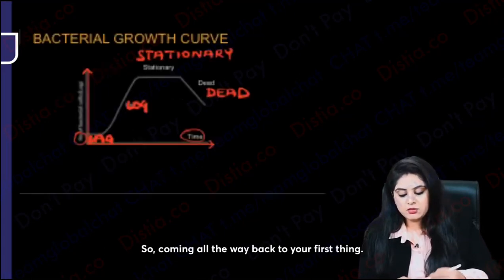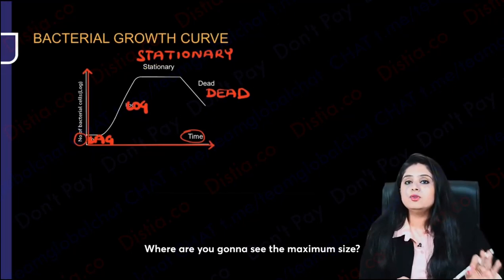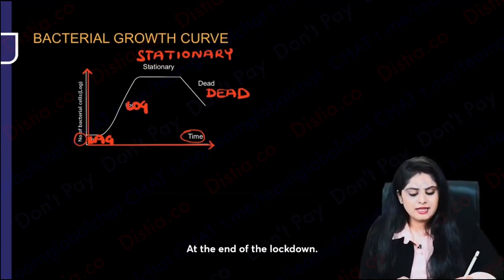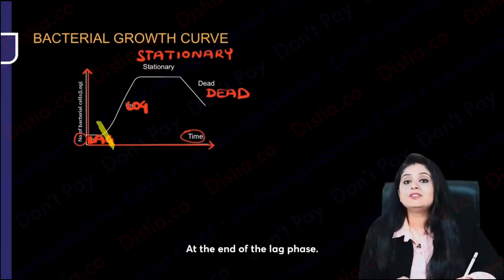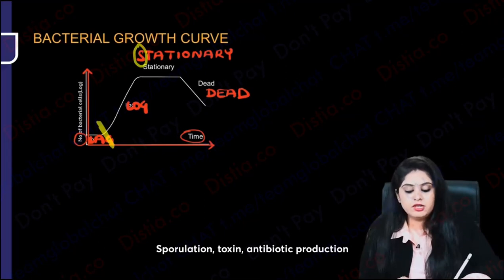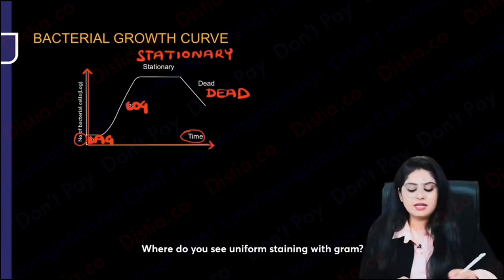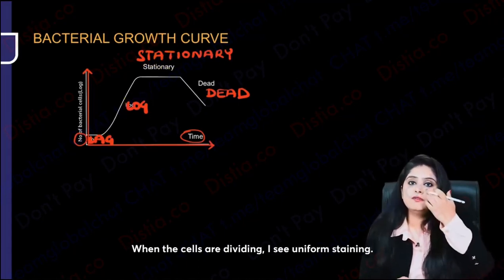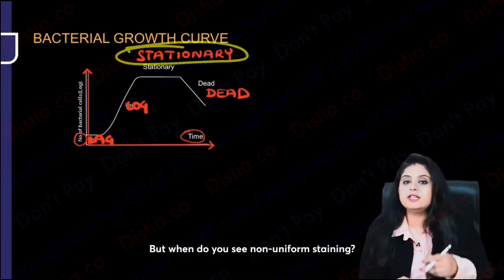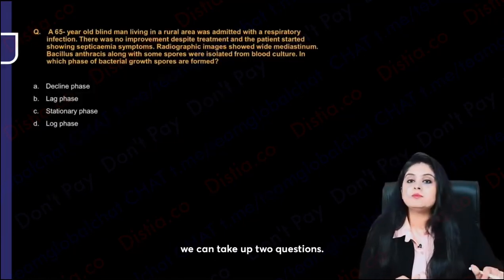So coming all the way back to your first thing, if I ask you questions, these are 1, 2, 3, 4 options. Where are you gonna see the maximum size? When is the bacteria most mota? At the end of the lockdown, at the end of the lag phase. Where are you gonna see sporulation? Of course, stationary phase. Sporulation, toxin, antibiotic production, and bacteriocin production. Where do you see uniform staining with gram? When the cells are dividing, I see uniform staining. But when do you see non-uniform staining, where some are living and some are dead? We finished bacterial physiology. We can take up 2 questions.